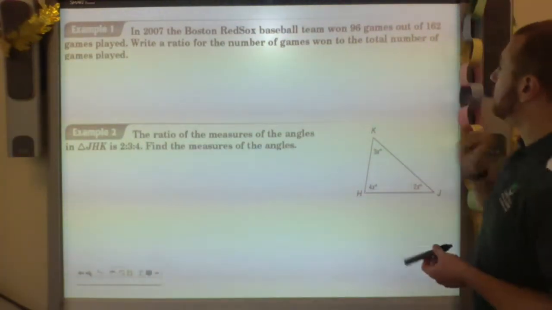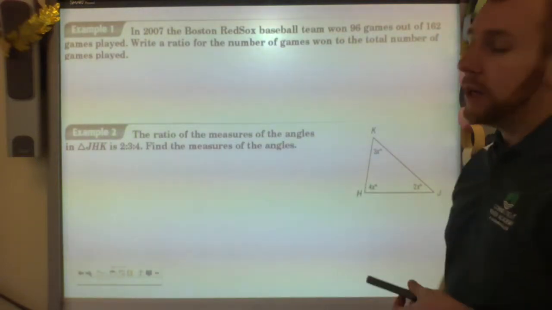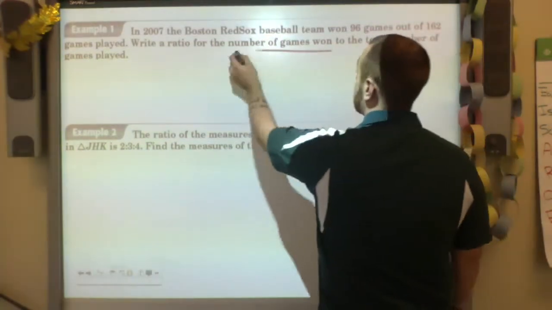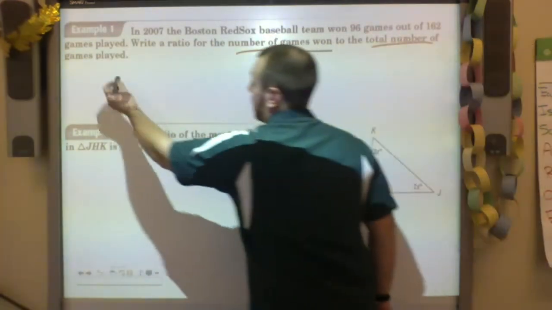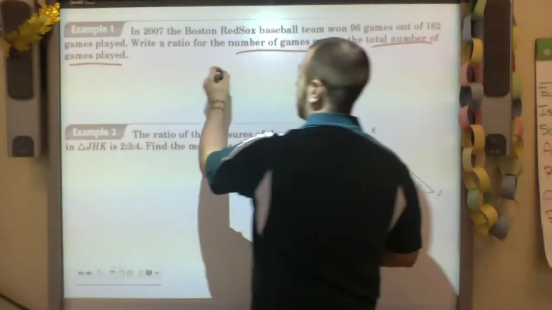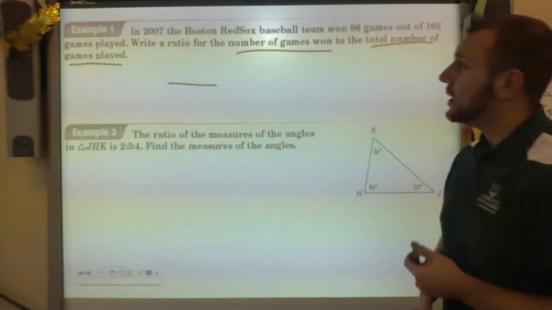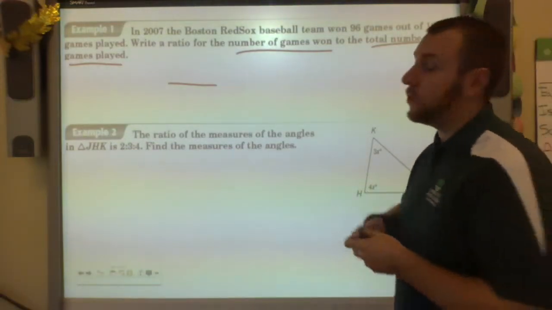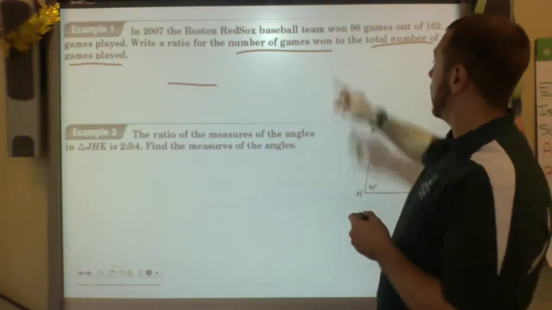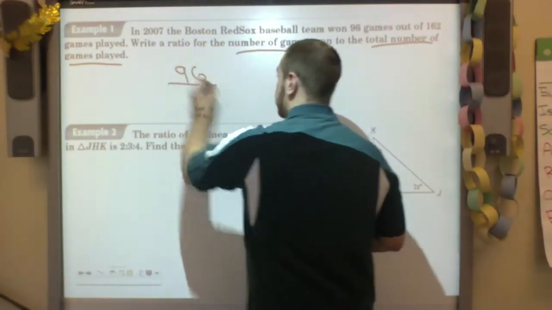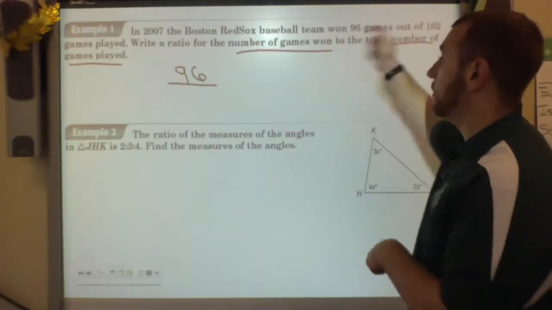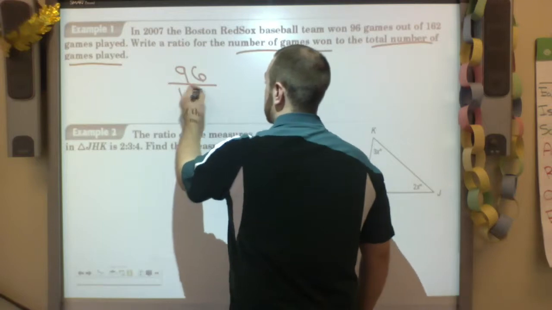So the first example I have is, in 2007, the Boston Red Sox baseball team won 96 games out of the 162 played. You're going to need to write a ratio for the number of games won to the total number of games played. So the first thing we're going to do is set up a fraction. Now, what number goes on top? Whatever came first goes on top: the number of games won, and that was 96. And then the total number of games played is 162.